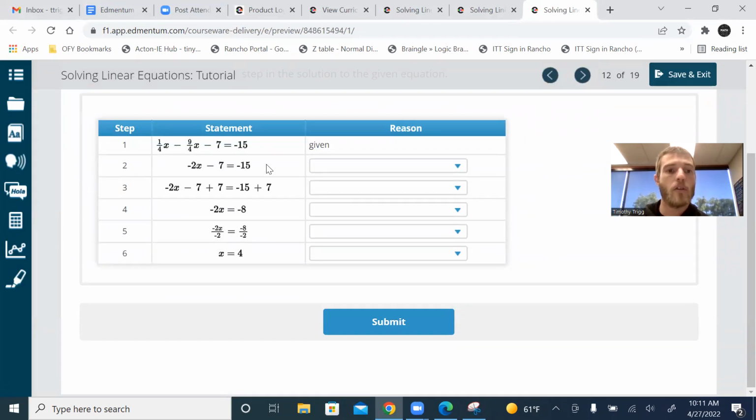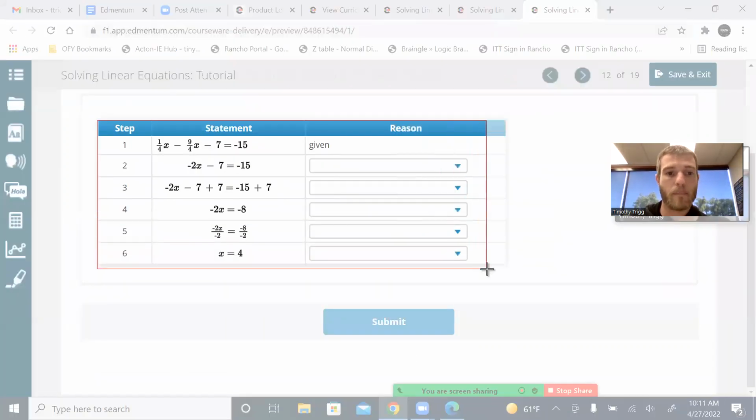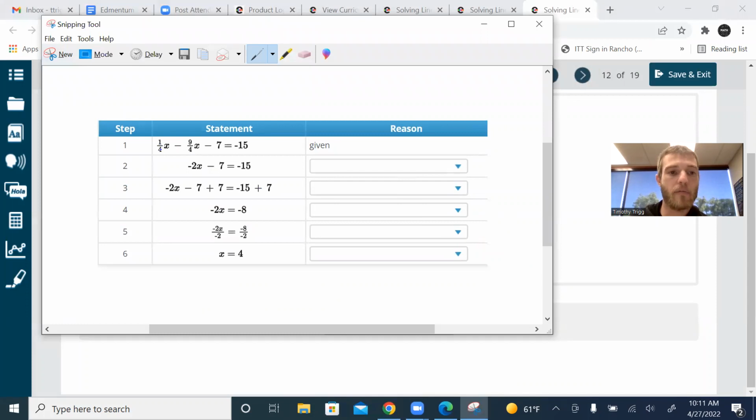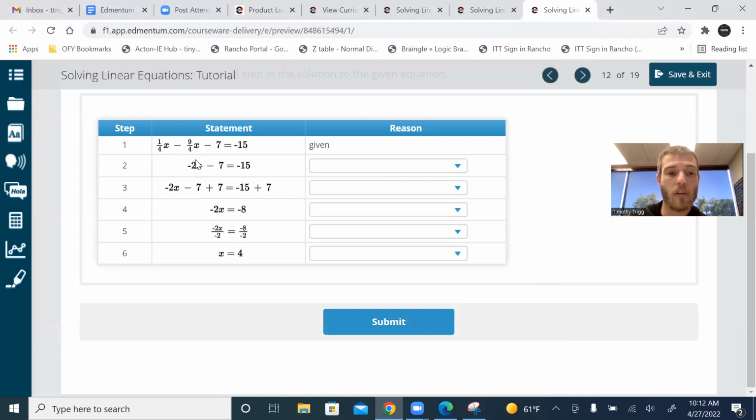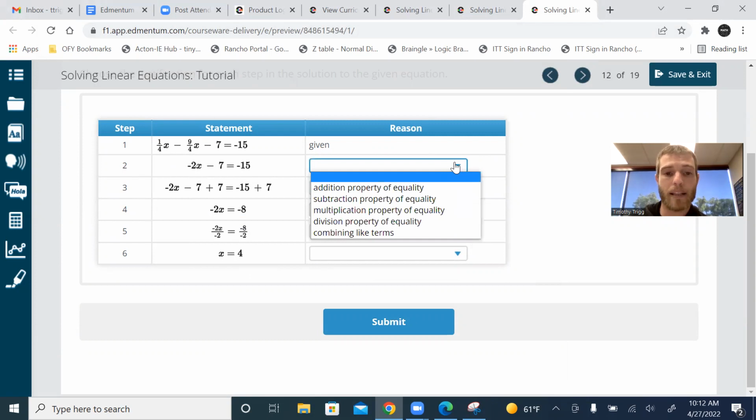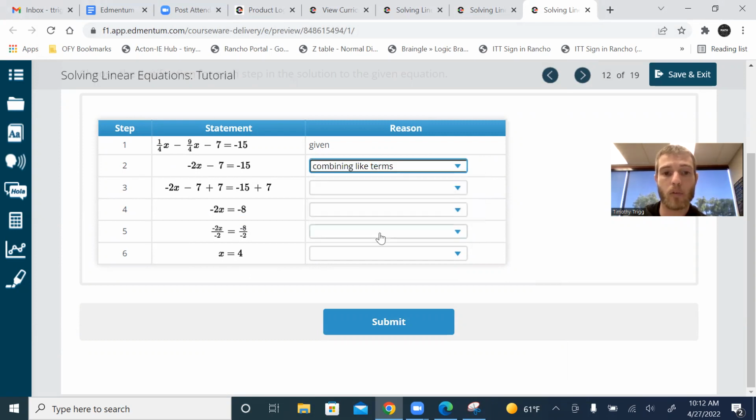Okay, so here we've done ones like this before where we have to give the reason for each thing. In this example, the first thing I would do is combine together like terms. So I would do positive 1/4 x minus 9/4 x. Combine those together, that's combining like terms. And you can see they did that here. They combined those together to get 2x. So whenever we're combining things together, we can call that combining like terms.